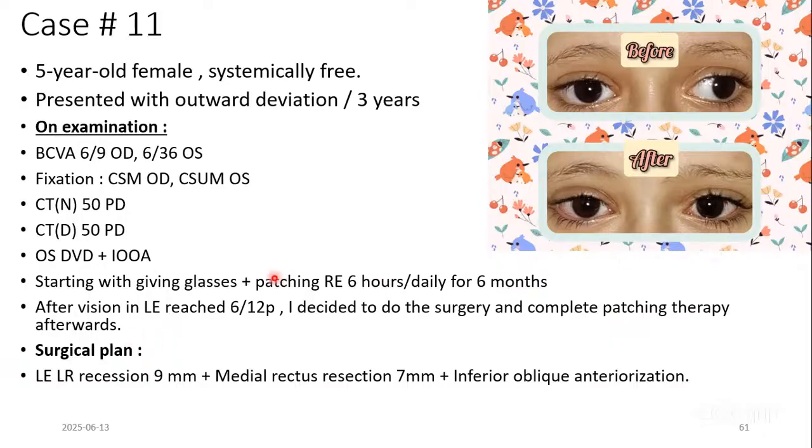The surgery here, because the patient had amblyopia in one eye, we did lateral rectus recession and medial rectus resection with inferior oblique anteriorization to treat the DVD and inferior oblique overaction.